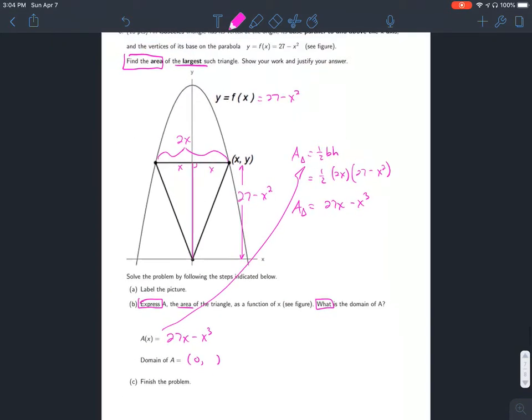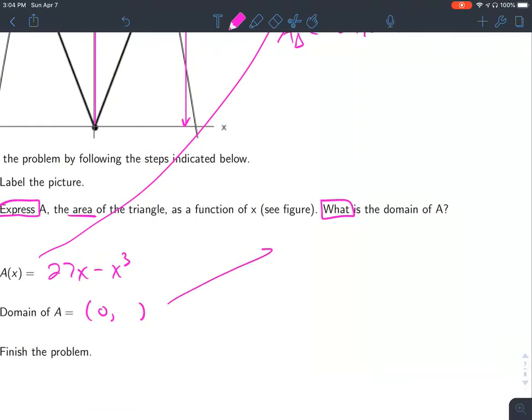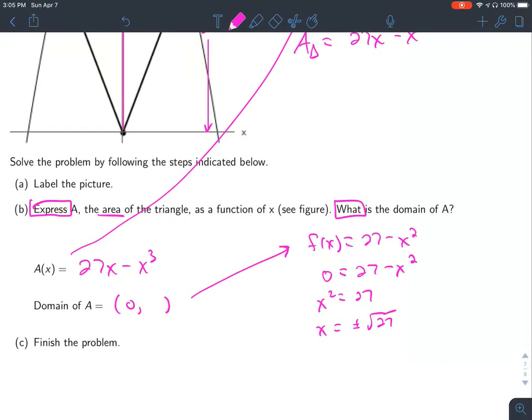To find that x-intercept, we take the original function. This is the work for this. F of x equals 27 minus x squared. Set it equal to 0, which means you're saying the y value is 0. We're trying to find the value of the x value. If you square root both sides, you get plus or minus the square root of 27, which makes sense because we have a positive and negative x-intercept. This reduces to plus or minus 3 square roots of 3.